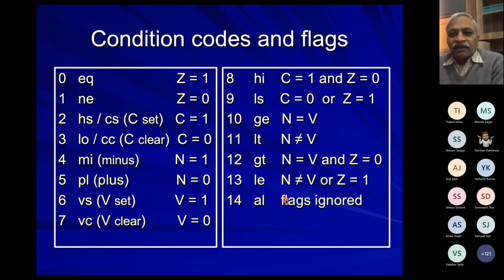And lastly, we have BAL, which means branch always. That means ignore the flags and just do an unconditional branch, which is the same as saying B, but if you say BAL, it would mean the same thing.